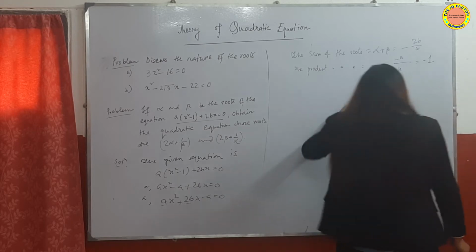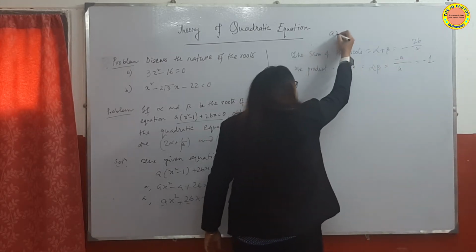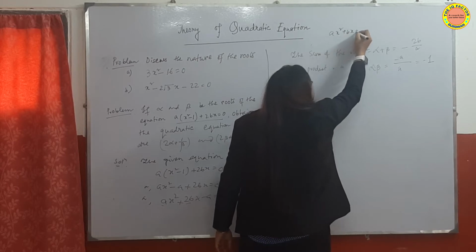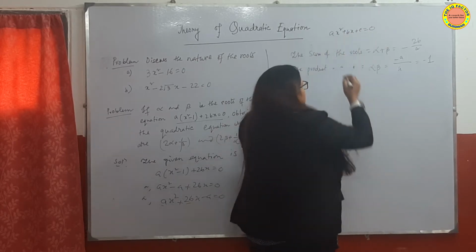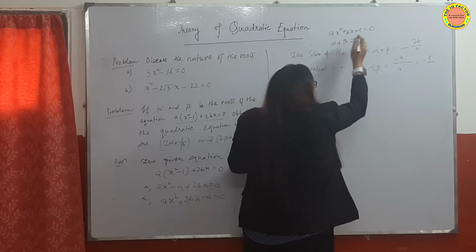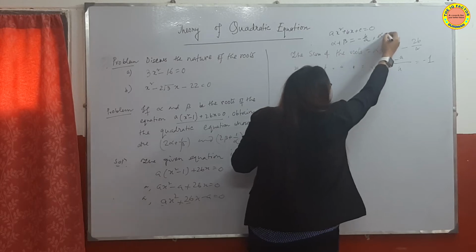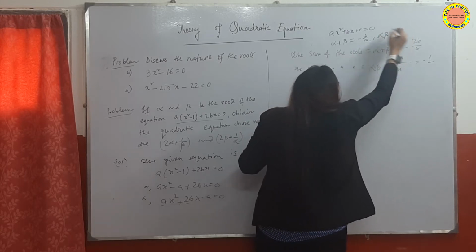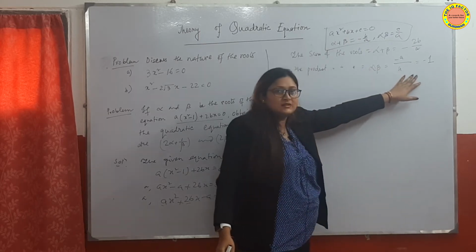Just remember how we can write this. If the equation is ax square plus bx plus c is equal to 0, we know the sum of the roots is minus b by a and the product of the roots is c by a. We know this, and from that we can write this one.